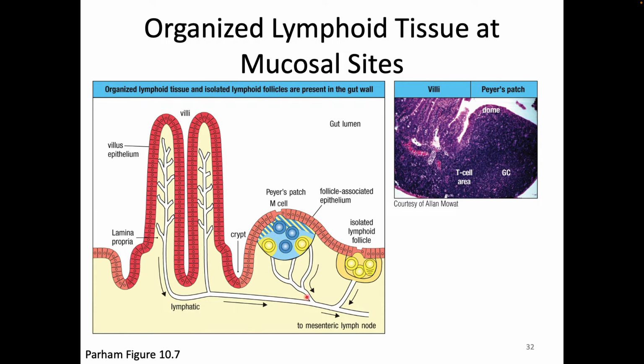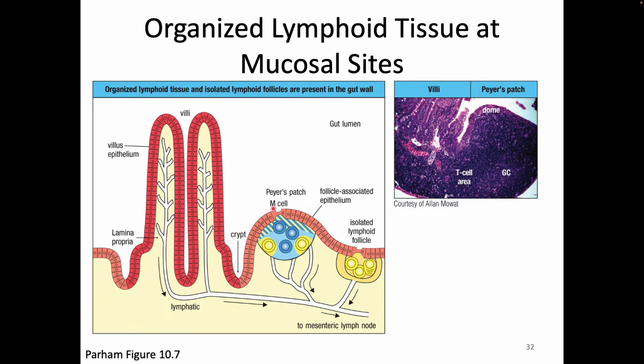So one unique anatomical feature of our mucosal sites is they all have these organized lymphoid tissues. You can, in fact, see this in cross-section. You can even see some germinal centers in some of these little lymphoid follicles. Some of them are so big, they get special names like the Peyer's patch. Sometimes there are just little lymphoid follicles that form in places as well.